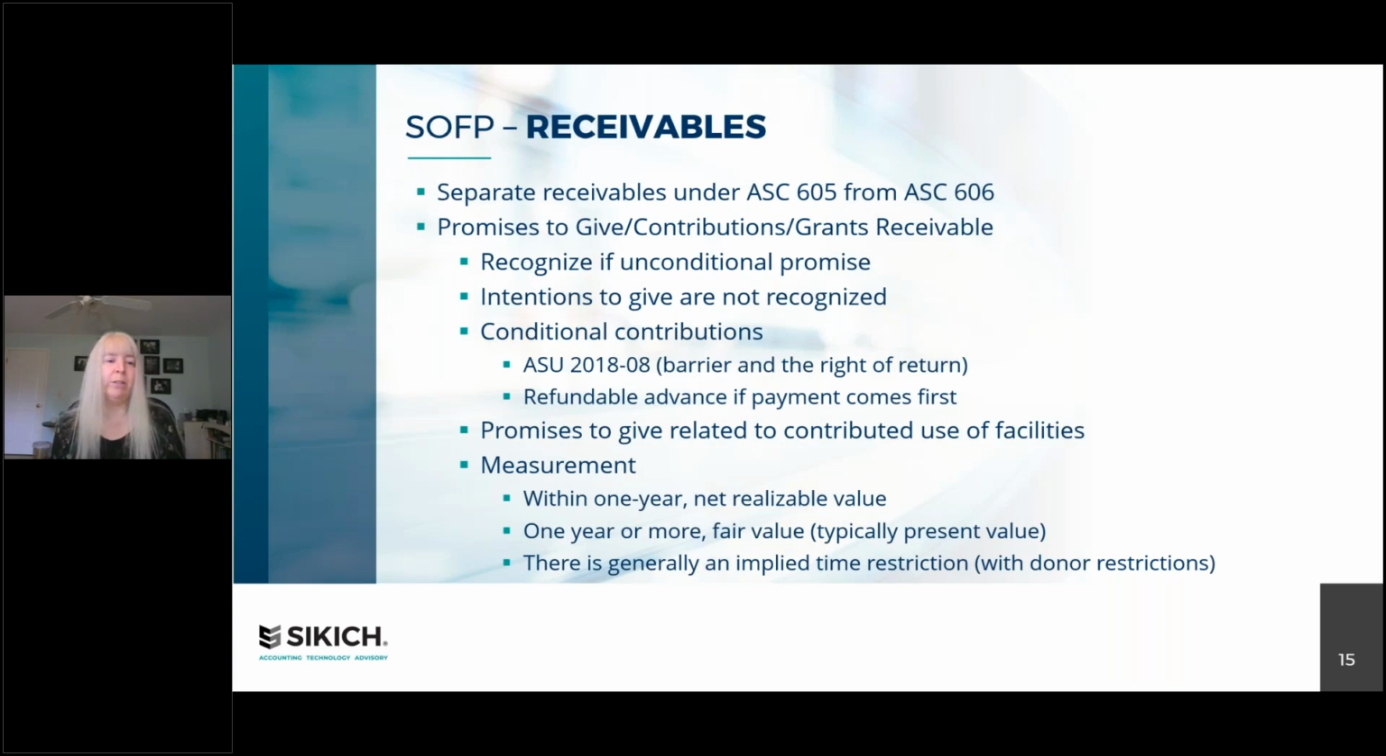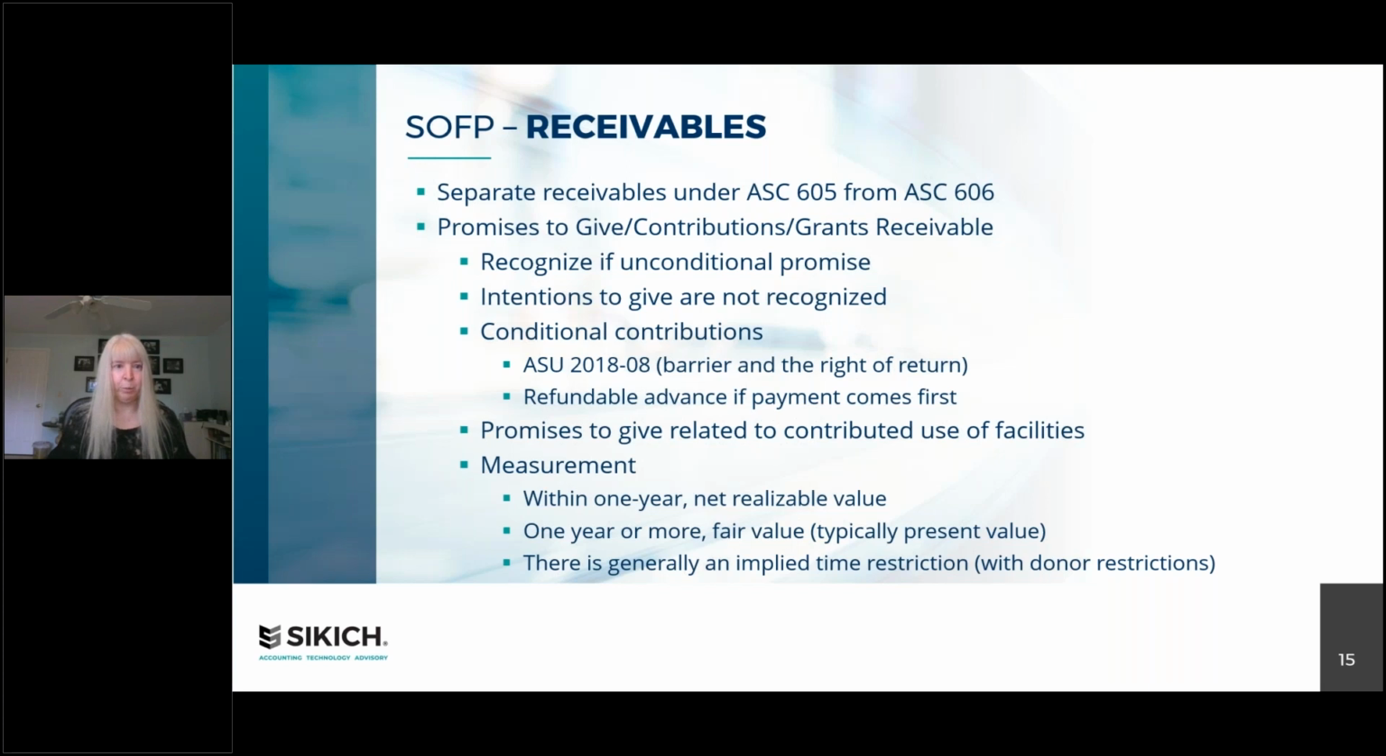One area where we see this in practice is identified primarily in the footnotes. If you have a footnote that is talking about contributed use of facilities, donated space, or below-market rent, and the footnote indicates that the not-for-profit is receiving below-market rent or free rent for a period in excess of 1 year, there should be a contribution receivable for that contributed use or free use of facilities.